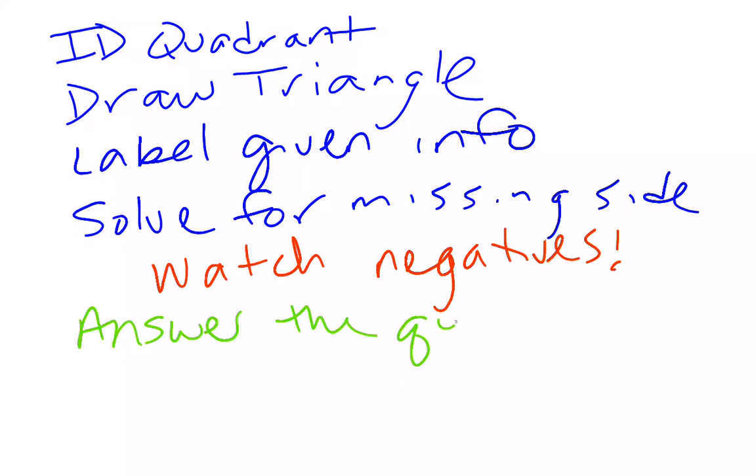the question. Okay. So we identify our quadrant, draw the triangle in the quadrant, label with given info, solve for your missing side using a squared plus b squared equals c squared, watch your negative signs, and finally answer whatever the actual question is that they are giving you.